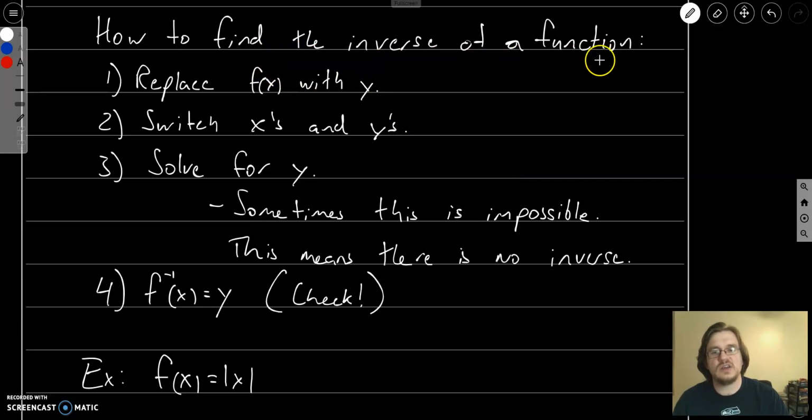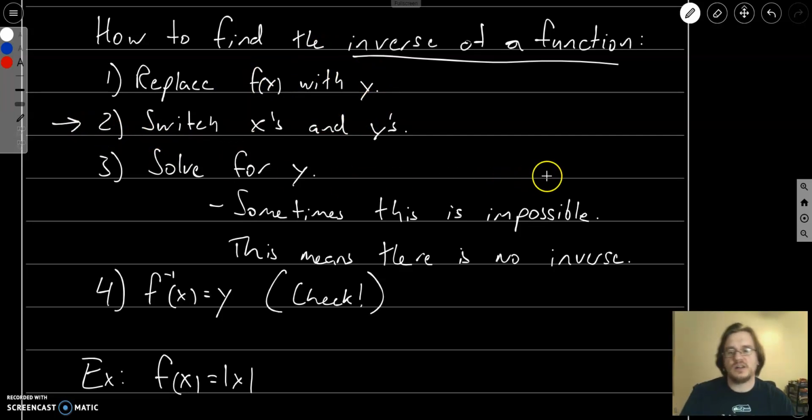So essentially, how we find the inverse of a function: if you're given a function, we will replace f of x with y. And if we want to undo one another, this is the important step here. We'll switch all of our x's and our y's, and then we solve for y.